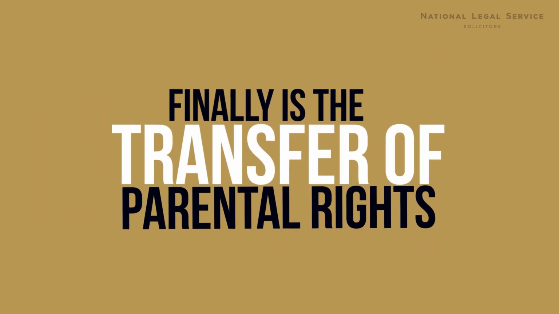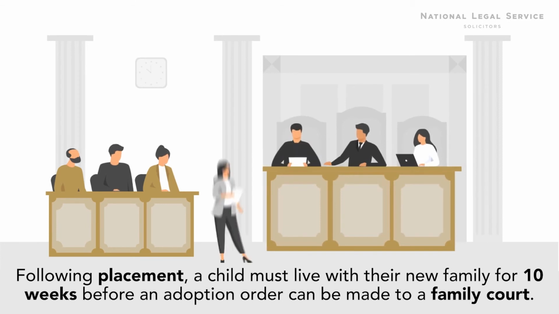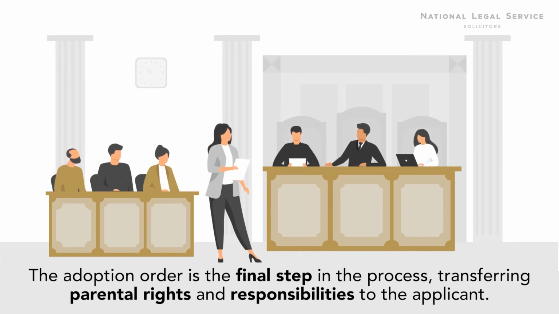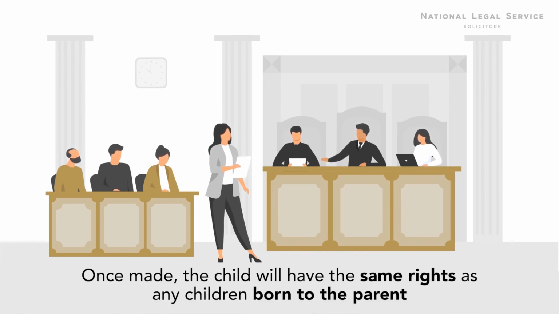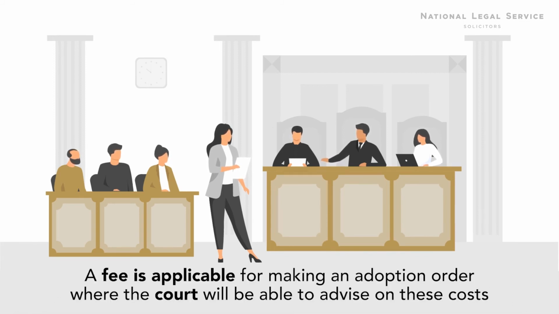Finally, is the transfer of parental rights. Following placement, a child must live with their new family for 10 weeks before an adoption order can be made to a family court. The adoption order is the final step in the process, transferring parental rights and responsibilities to the applicant. Once made, the child will have the same rights as any children born to the parent, and the General Register Office will issue an adoption certificate to replace the birth certificate. A fee is applicable for making an adoption order, where the court will be able to advise on these costs.